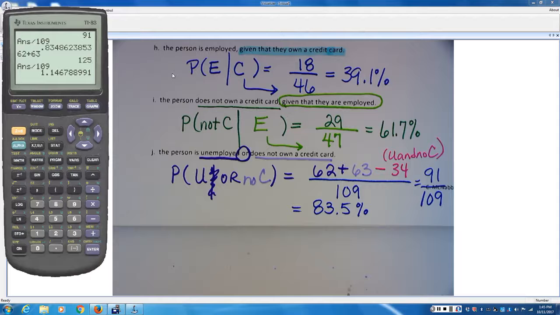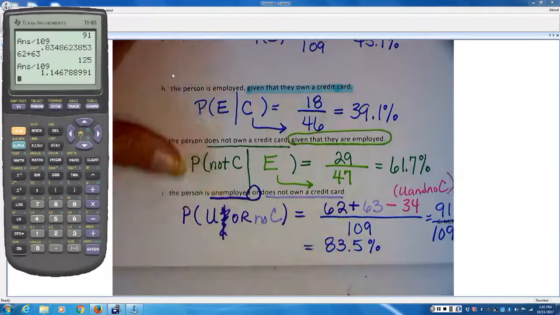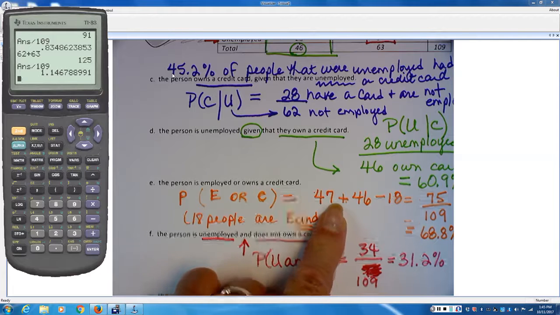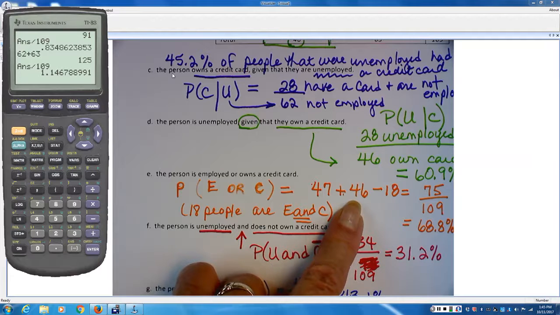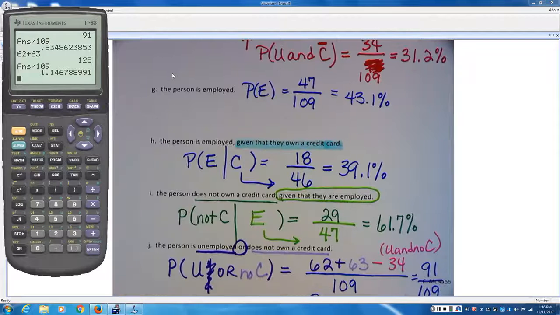Yes, that's true, but don't count on catching it, because notice I didn't bring it up until now. If you had done it here, you wouldn't have caught it, because 47 plus 46 is 93, and you can divide 93 by 109 and get an answer, but it would have been the wrong answer. Okay? But be very, very aware that probability cannot exceed 100%. So I can't put down 114.6% for probability. Okay?